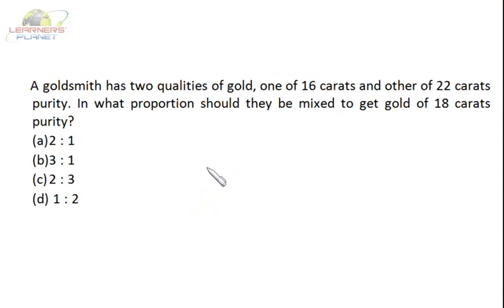Now let's see this question. A goldsmith has two qualities of gold, one of 16 carats and other of 22 carats. In what proportion should they be mixed to get a gold of 18 carats? Now these are the extreme values and this is the mean value. So it is 16 carat gold and it is 22 carat gold, and by mixing both of them we have to prepare 18 carat gold.